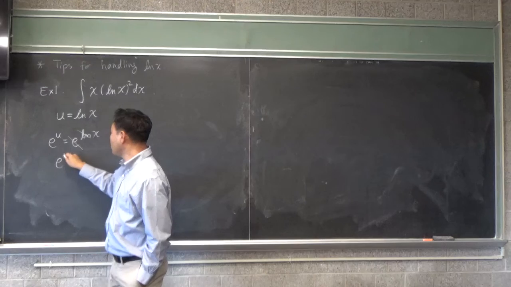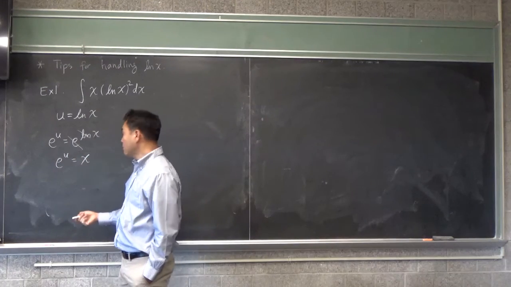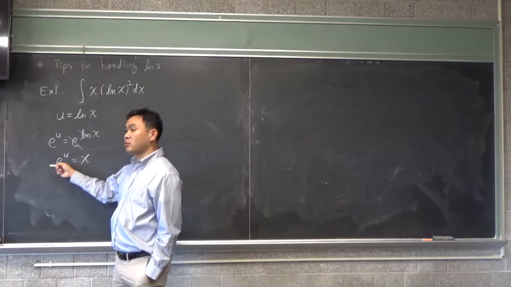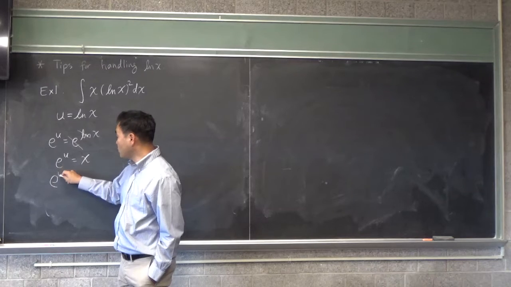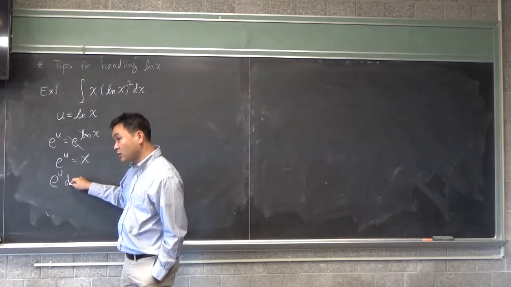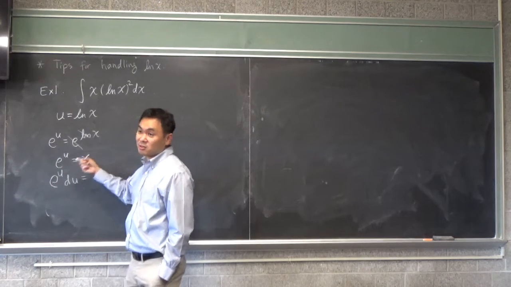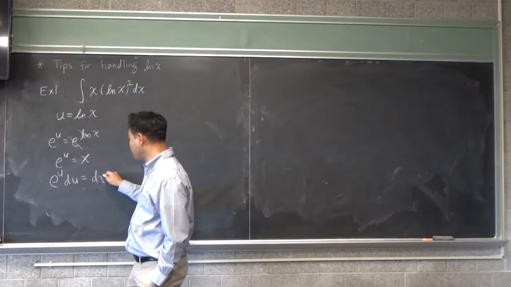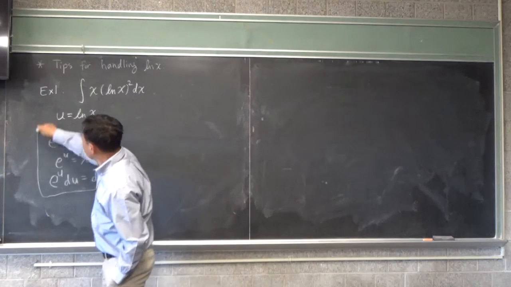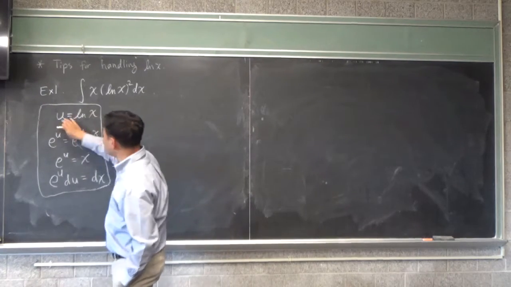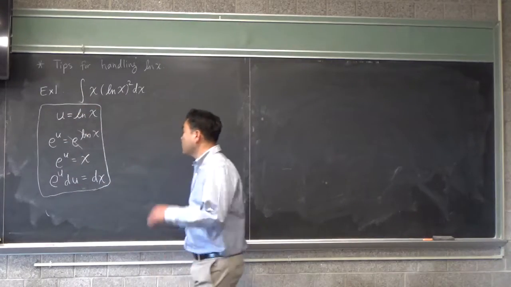So you have e to the u equals x, and then you want to apply the d. If you apply d to e to the u, what do you get? The derivative of e to the u is e to the u attached with du. And if you apply d on the right side, it's just dx, right? So this format will always be the same once you take u equals ln of x. You always want to go this way.